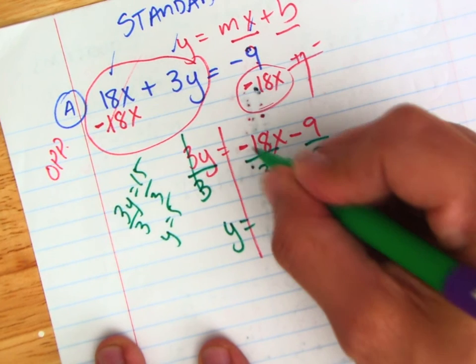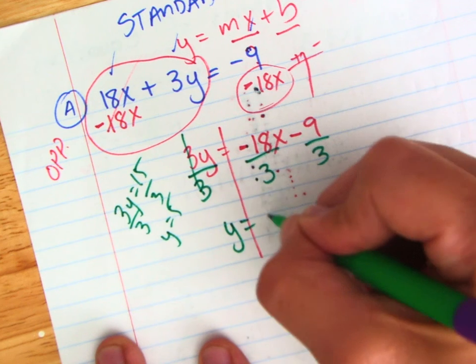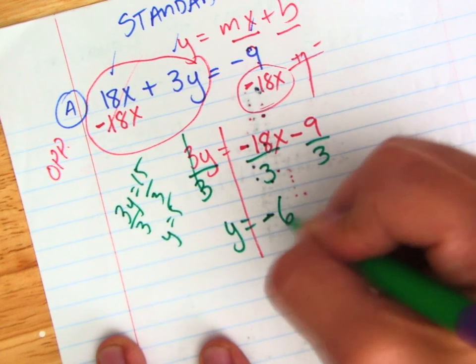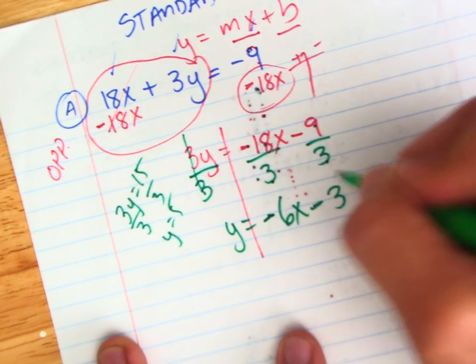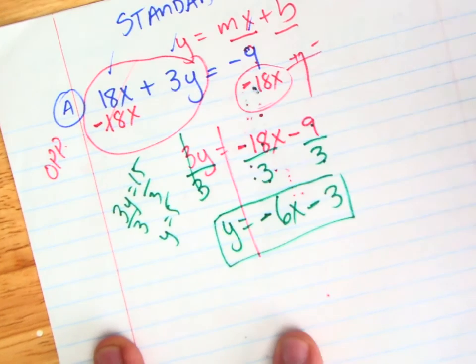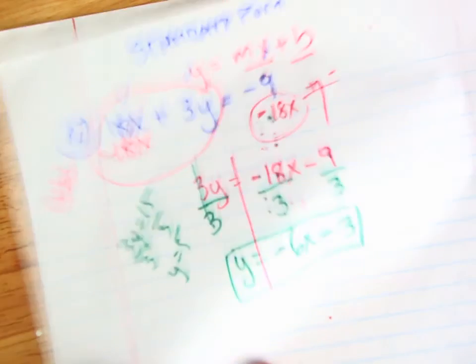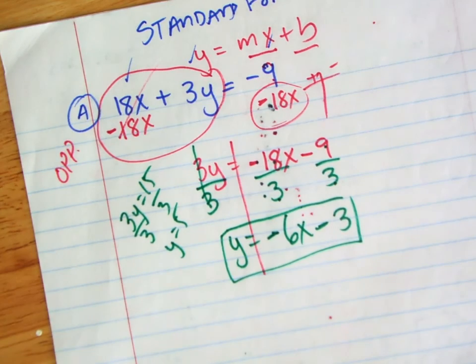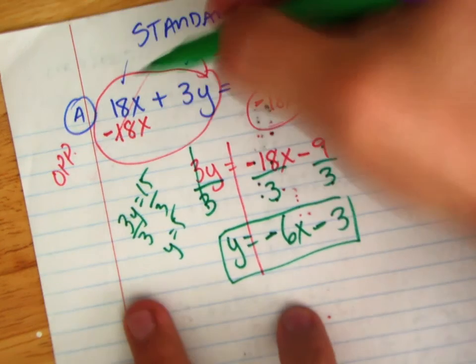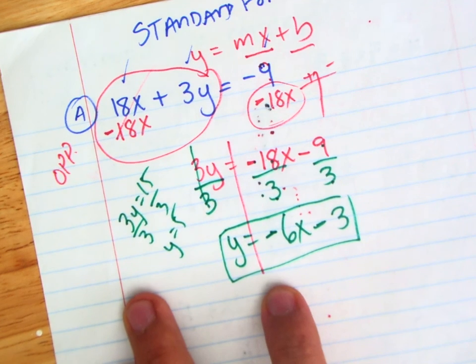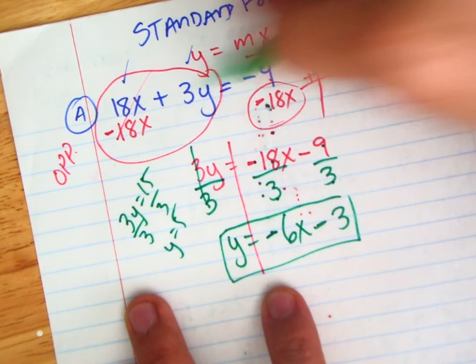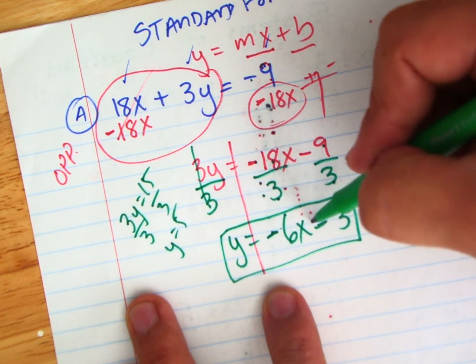Y is equal to negative divided by positive is negative. 18 divided by 3 is 6x. 9 divided by 3 is 3. And we keep the negative. So there it is. There you go. So we converted the standard form to y equals mx plus b.